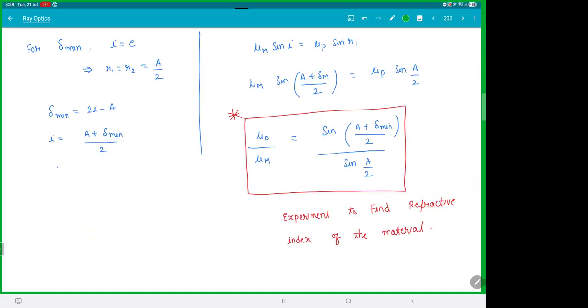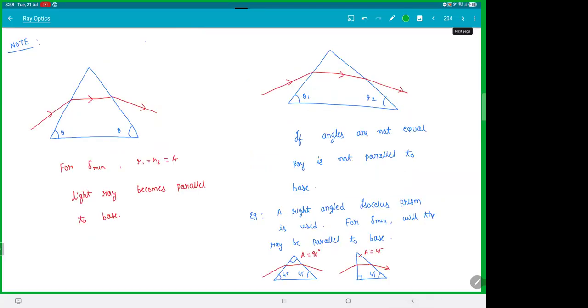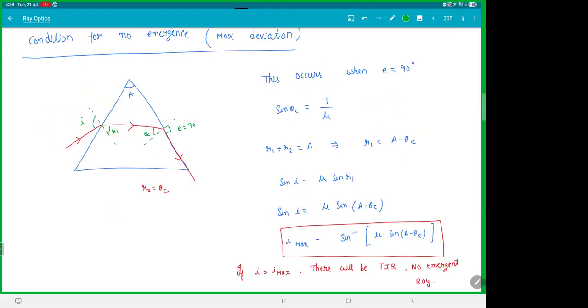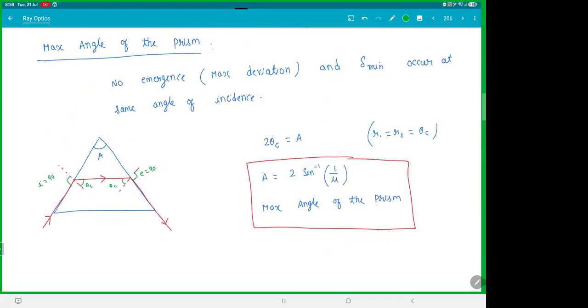Fourth one is this formula, the mu of a prism. And also remember, this is an experiment to find mu. The fifth one is this thing. Remember, the light ray becomes parallel to the base. The sixth one, no need to remember this formula, but if they say maximum deviation, understand E is 90, you can derive it. Angle of the prism, you will have to memorize it.